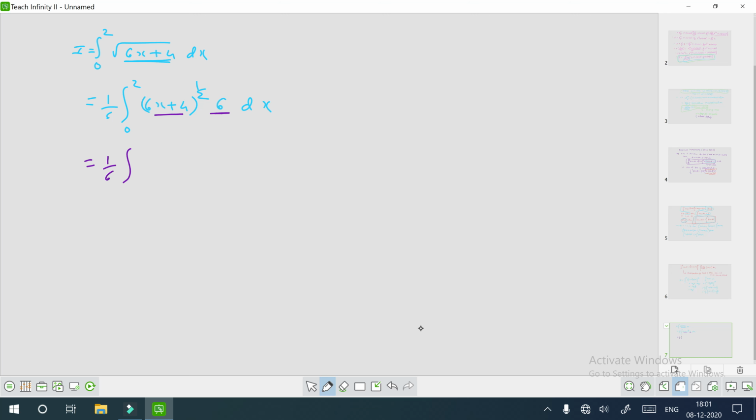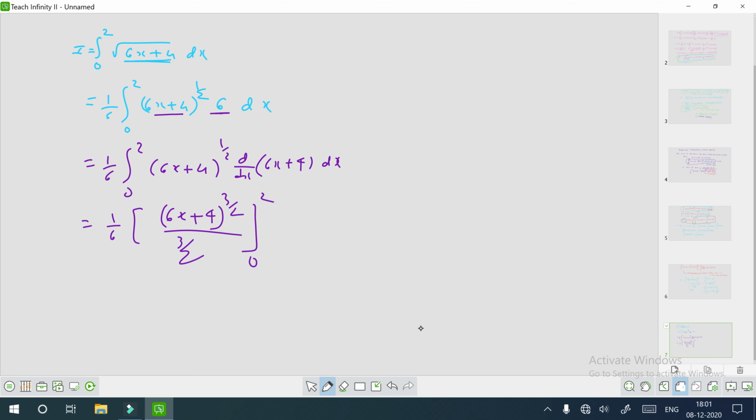So that is equal to 1 by 6, 0 to 2, 6x plus 4 raised to half into d by dx of 6x plus 4. We use the integration formula as it is, we only have to do upper limit minus lower limit. What you get here? 6x plus 4 raised to 3 by 2 over 3 by 2, from 0 to 2. So that comes out 2 by 3 into 1 by 6, upper limit 2: 6 into 2 is 12 plus 4, 16. That is 4 square raised to 3 by 2 minus put 0.